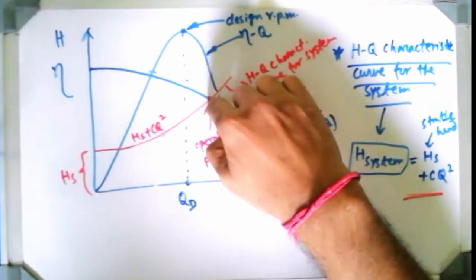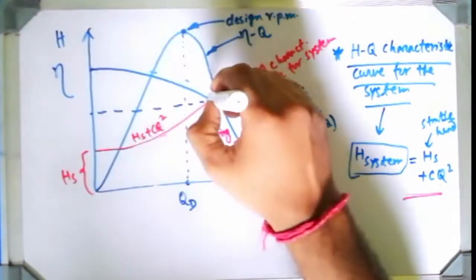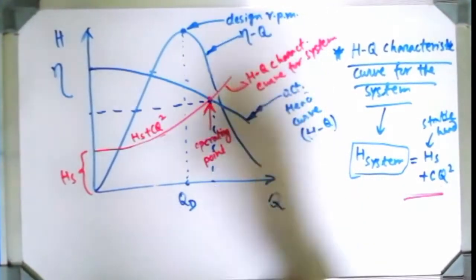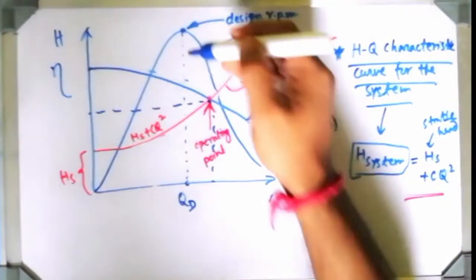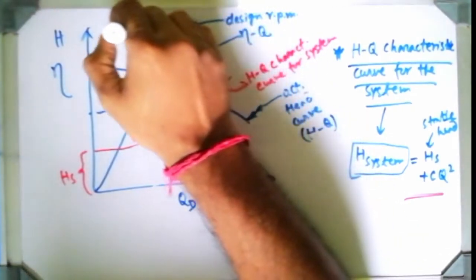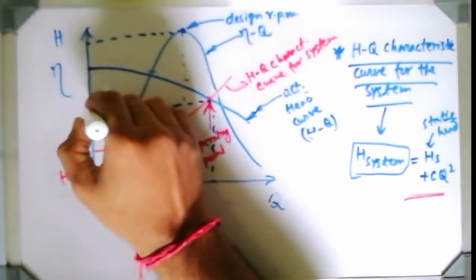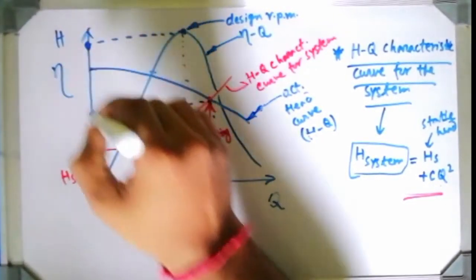Based on this point, if we want to get the efficiency, this will give you the efficiency, this will give you the head, and this will give you the discharge. But actually the pump is designed based on this point. You can see that at the design point you are getting more efficiency, and efficiency is lost in the actual case. This is the actual efficiency, this is the ideal efficiency at design value.